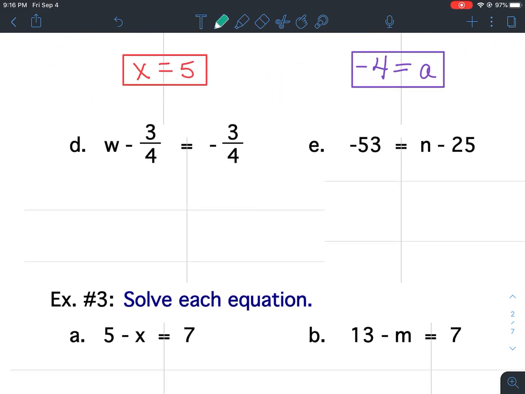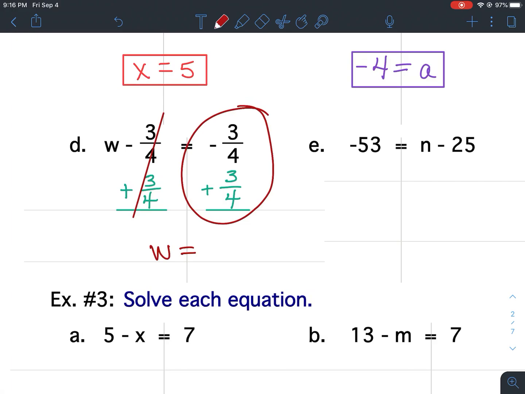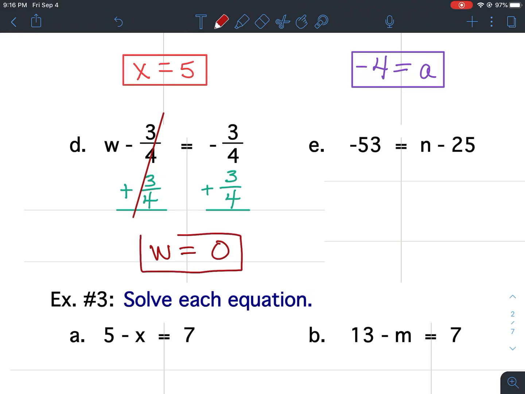All right, D. To isolate the W, I need to get rid of the negative 3/4. The opposite of negative 3/4 is positive 3/4. So I add 3/4 to both sides. That allows me to cancel the 3/4 here. Bring down my variable, bring down my equal sign. Wow, when you take a look at this, again, I have opposites. I have a negative 3/4 and a positive 3/4. They would cancel out, so that means W equals 0. When your opposites cancel, it would be 0.